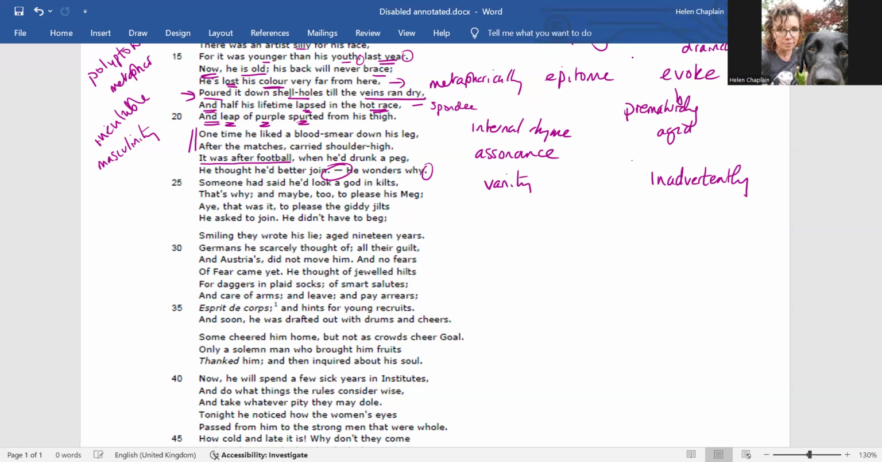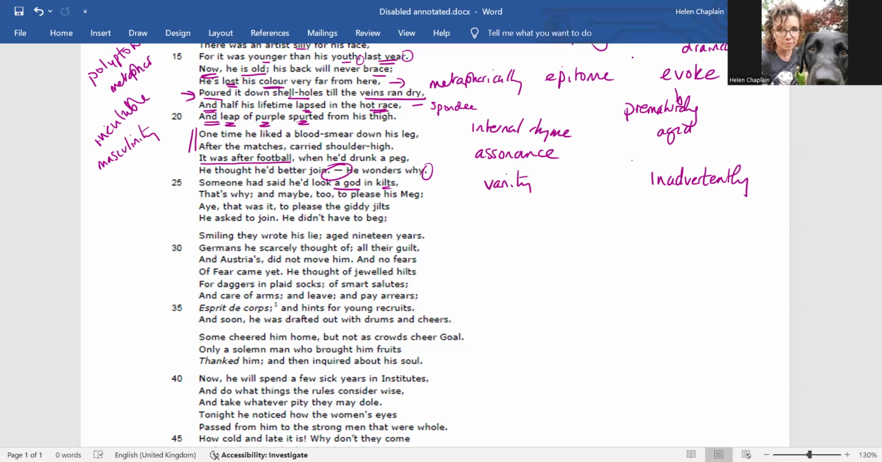So here we have somebody who didn't sign up because of his patriotism. This wasn't a kind of love of country. This is a young man, younger than you'd think, who wants to appear like the big man, and decided the thing to do to impress the women is to become a soldier. So he would look a god in kilts, and it could be that he's thinking of the Scottish uniform with all the kilt and all the decoration on it. And maybe too, to please his Meg. So to please his girl.